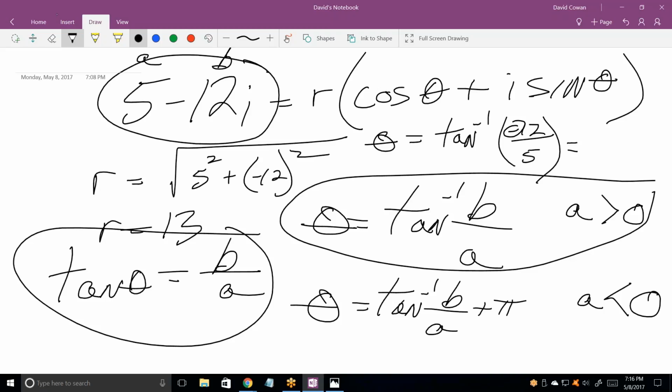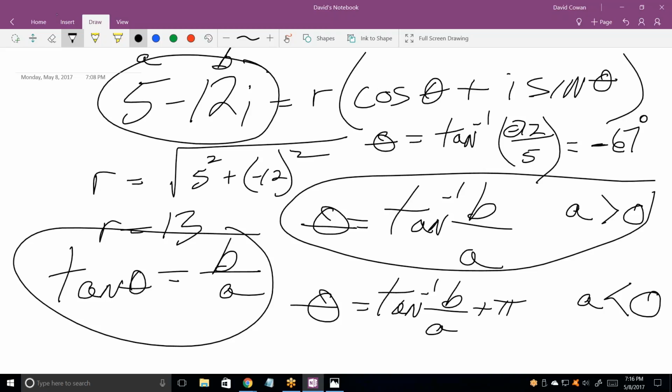Well, we're not subtracting anything here. So all we're doing is taking the inverse tan of minus 12 over 5. Always going to give you a negative angle. And in this case, negative 67 degrees.